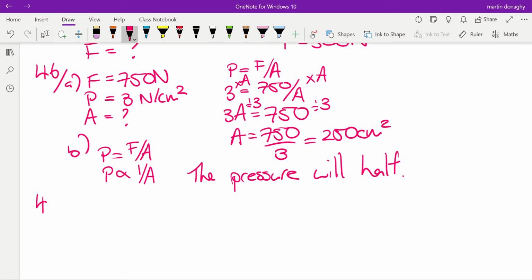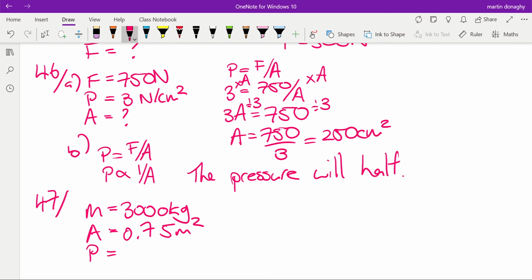And then the last one says a tractor of mass 3,000 kilograms. Total area of wheels is 0.75 meters squared, and calculate the pressure. Now, P equals F over A. Big mistake is everyone puts in 3,000 as a force. We know that's not a force because firstly it says mass, and masses aren't forces, but also it's measured in kilograms. However, what is a force is weight, and weight is mass times gravity. So we have to make that conversion first.